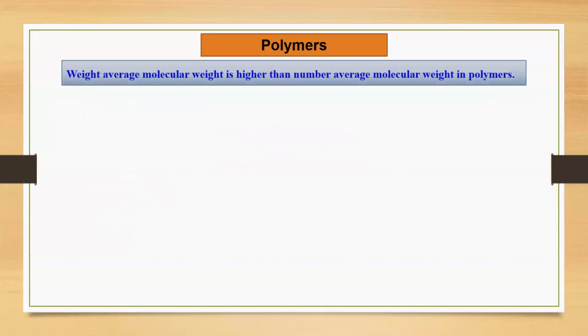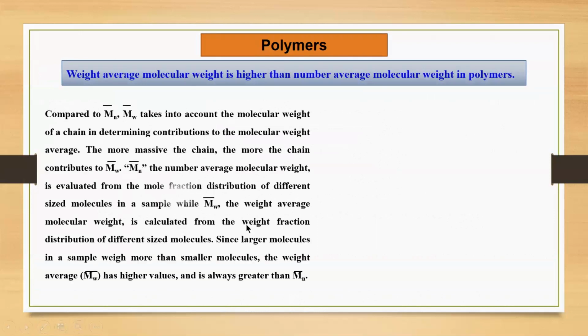Now, a very important parameter that needs to be discussed here is that weight average molecular weight is higher than number average molecular weight in polymers. This is a very important question that you can get in your exams, that weight average molecular weight is higher than number average molecular weight in polymers. Why is it so?